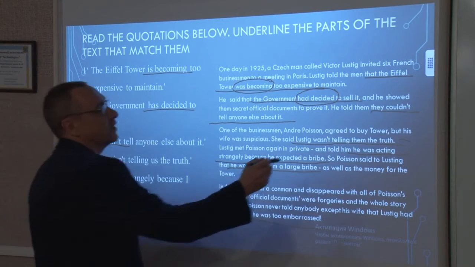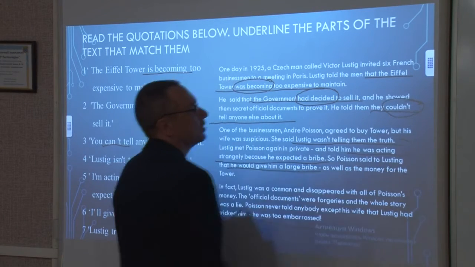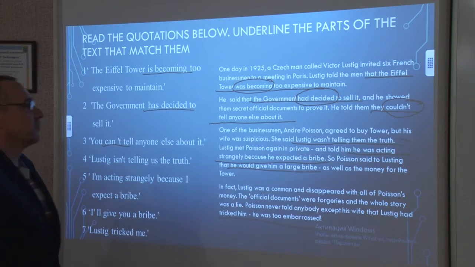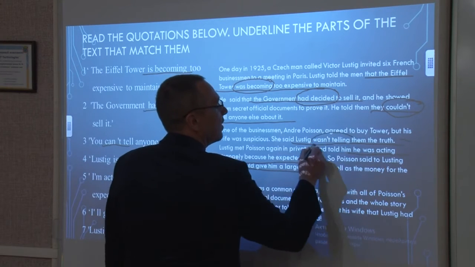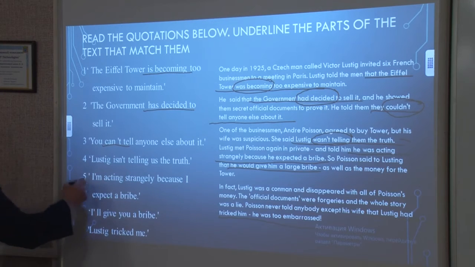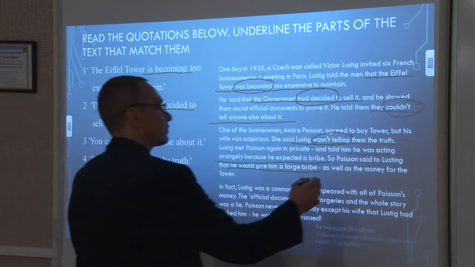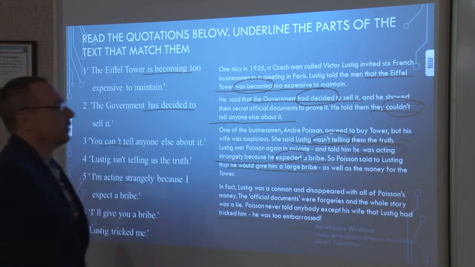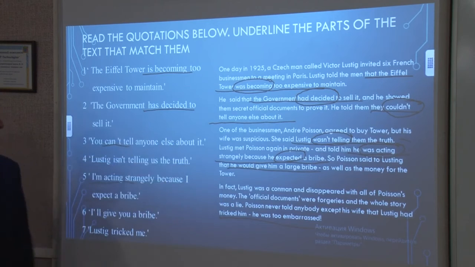And here we have couldn't. Lustig isn't telling us the truth. Again, present continuous. Number 4. And here we have past continuous. I'm acting strangely because I expect a bribe. Here we have two tenses, present continuous and present simple. Was acting and expected. Past continuous and past simple.